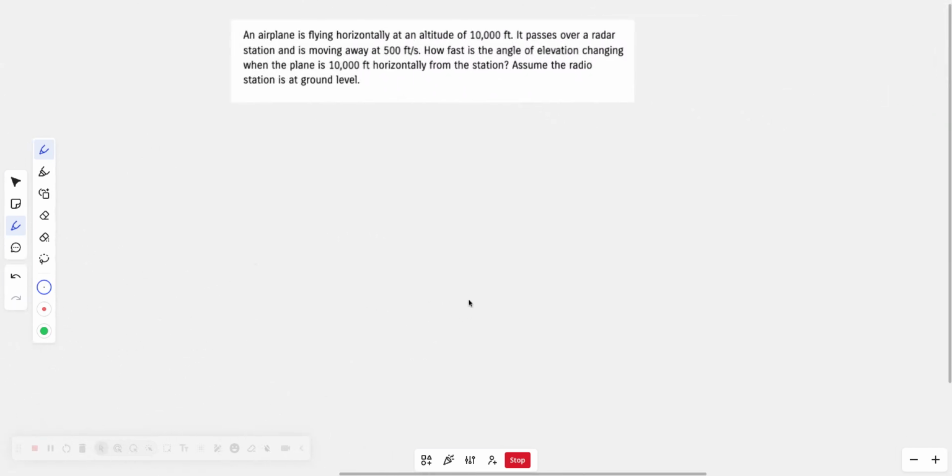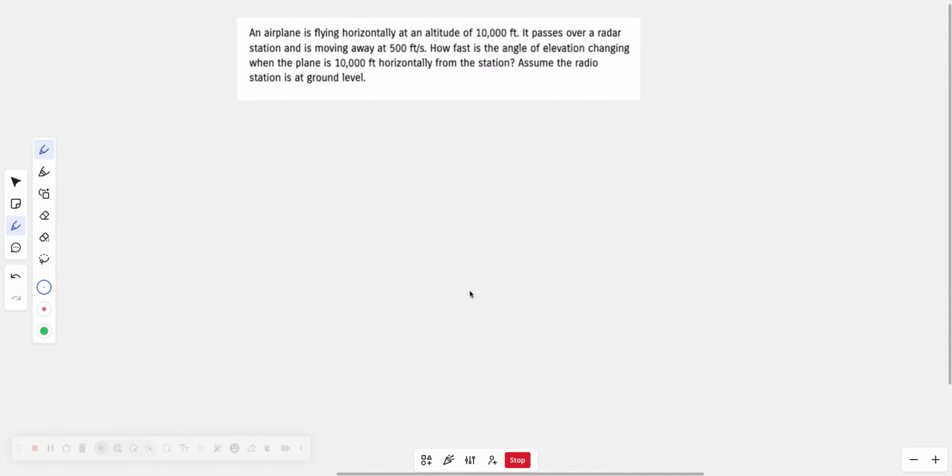Okay, so here's our next problem. An airplane is flying horizontally at an altitude of 10,000 feet. It passes over a radar station and is moving away at 500 feet per second. How fast is the angle of elevation changing when the plane is 10,000 feet horizontally from the station? Assume the radio station is at ground level.